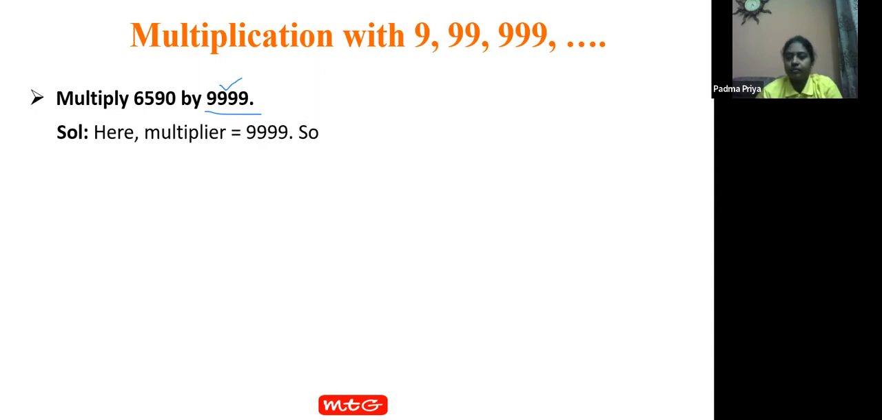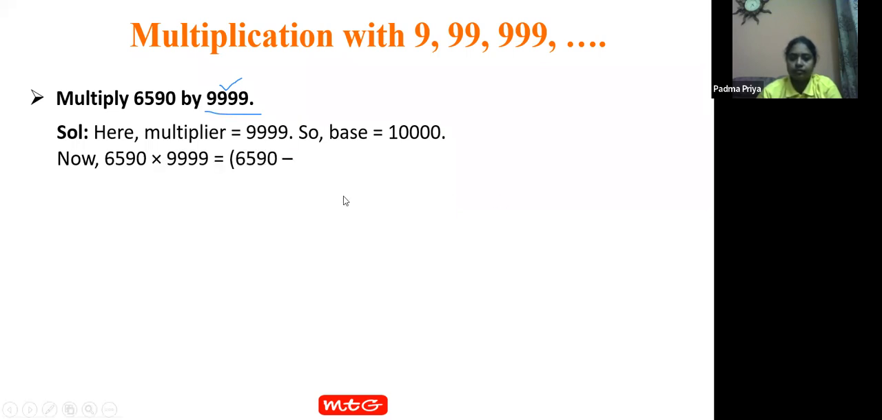Ma'am, may I say? One second, Agrim, please wait. Yes, Supradeep, speak out. Ma'am, the answer will be 6589 3410. Yes, perfectly said. So this will be 6589 and the remaining will be 3410. That way you need to solve.